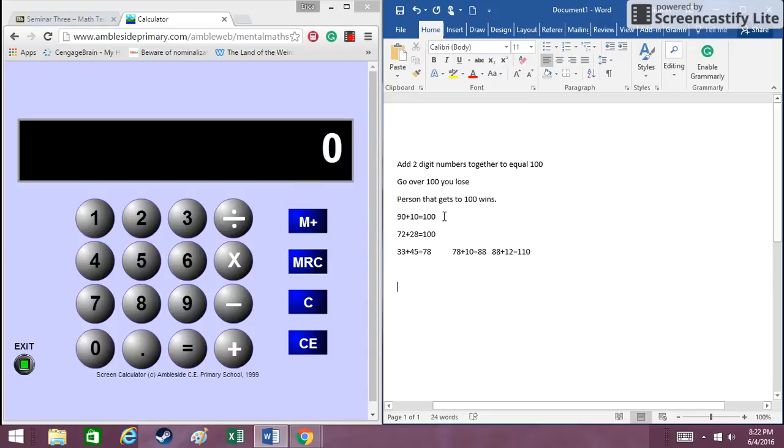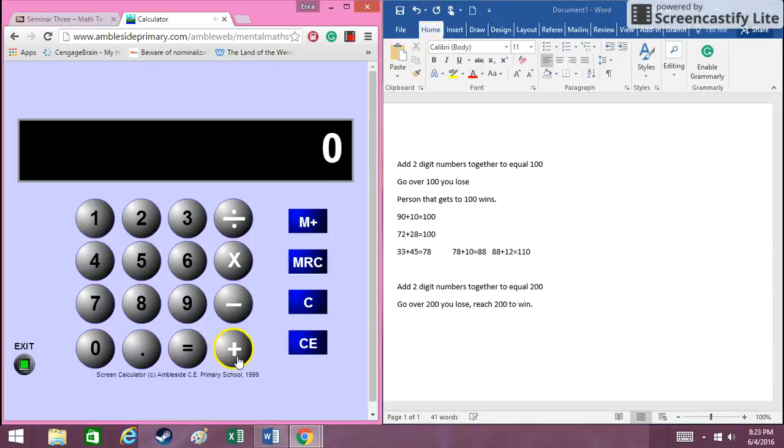But for these kids here, let's say they did really well, and I would then change the game to equal 200. So add 2-digit numbers together to equal 200. Go over 200, you lose. Reach 200 to win. All right, so here's where we're going to start. So it can only be a 2-digit number, though, so it can only be 99 at the most. First kid picks 99, and they got to write it down because they're paying attention and they're doing what Miss Erica wants them to do.